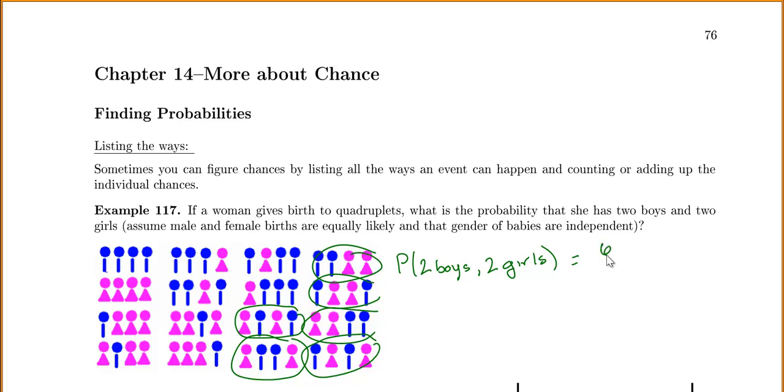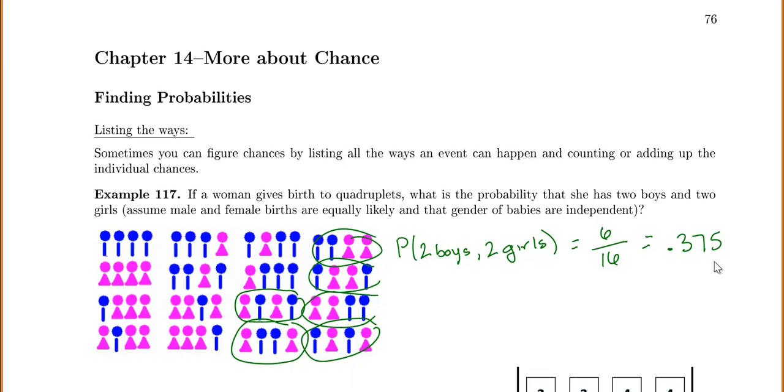So there are 6 outcomes that have what we're interested in, 2 boys and 2 girls, out of a total of 16. And so we have 6 out of 16, or I could change that to a decimal of 0.375. So once again, I listed out all of my possible outcomes and then just figured out which outcomes had what I was interested in.